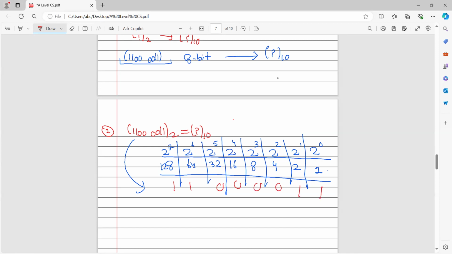And as per my last lecture, I discussed with you that computers only use binary. Why do computers only use binary? Because they are created of circuits.